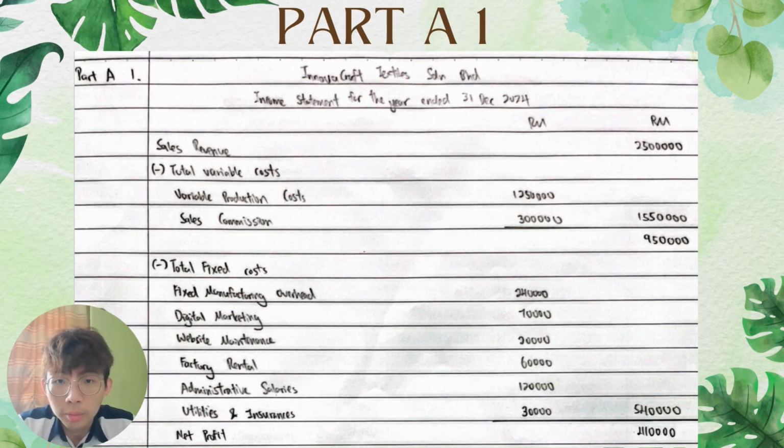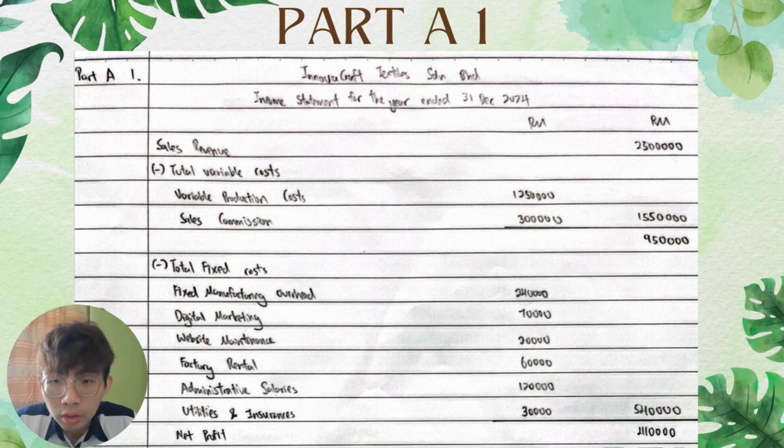This is an income statement done by me to prove the CVP. This income statement is for Innova Craft Textile Sdn Berhad for the year end 31 December 2024. We can see that the sales revenue is 2.5 million and the total variable cost, with variable production cost of 1.25 million and sales commission of 300,000, is 1.55 million.